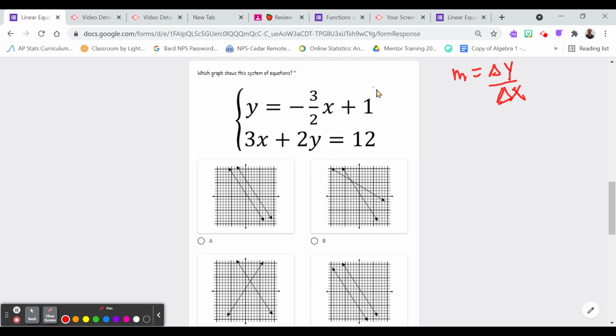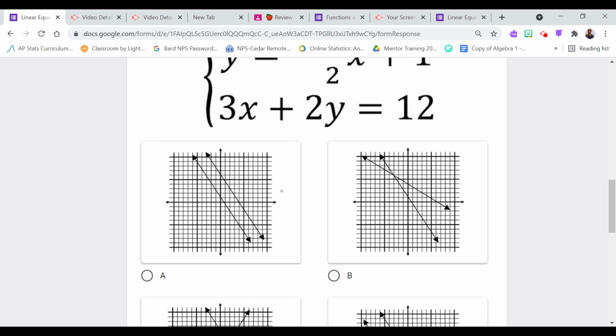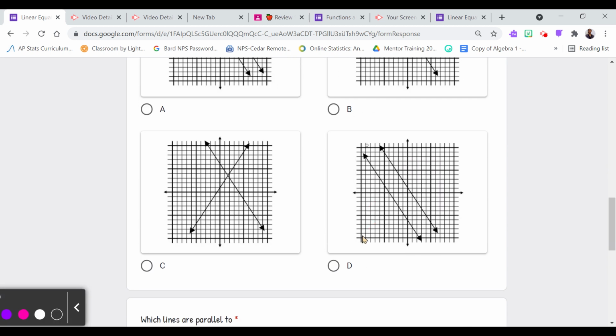And then we also see our initial value. At the y-axis, or when x is equal to 0, we're going to start at 1. So I'm going to go through and see which of these graphs start at 1 on the y-axis and go down 3 and over 2. So it could be this one. This starts at 1 and it goes down 3 and over 2. So it could be B.